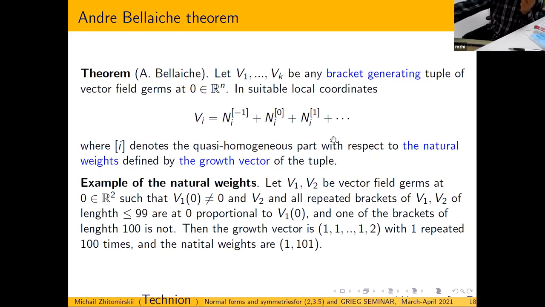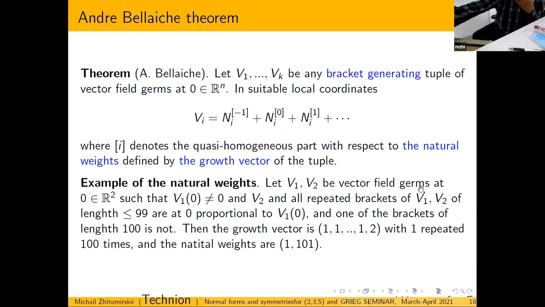But what is the information? That there are no quasi-homogeneous terms of degree minus two, minus three, and so on, because on R^n it could go up to minus n. So by a change of coordinates we can kill all terms of quasi-homogeneity minus two, minus three, till minus n. But as soon as I speak about quasi-homogeneity, I have to say with respect to which weights, and it is with respect to the natural weights defined by the growth vector of the tuple. I will not give the definition, it's a bit heavy notation in the general case, but either you know it or you will easily understand it from the following examples.